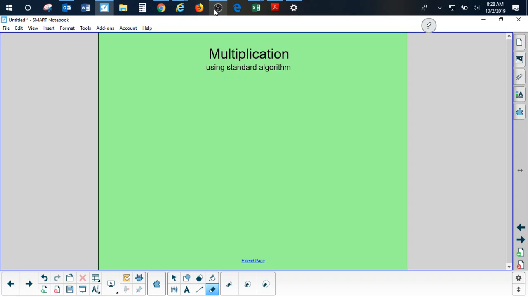Hello. In this video, we're going to look at multiplication using the standard algorithm. I'm sure many adults have been taught this way. This will be a quick refresher for adults. For students, you're building off of what we learned in fourth grade. So we're getting away from area models. We're getting into a new strategy.